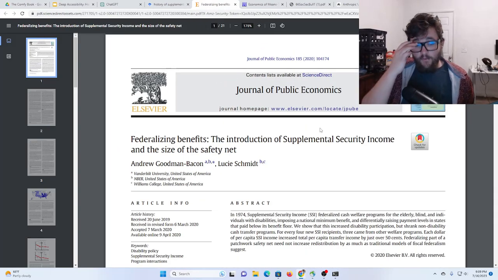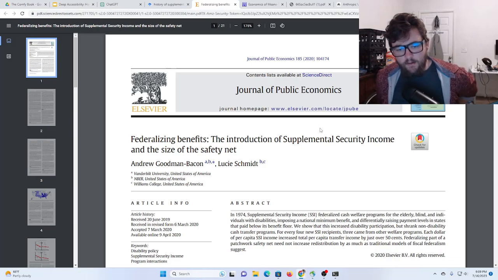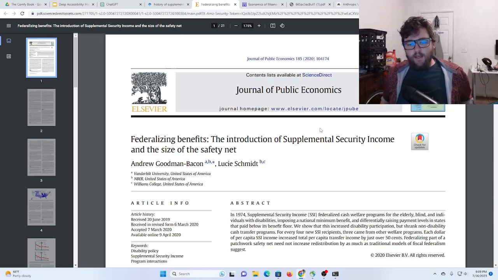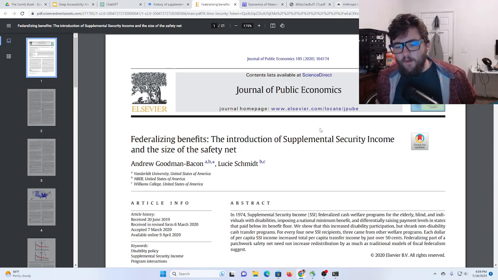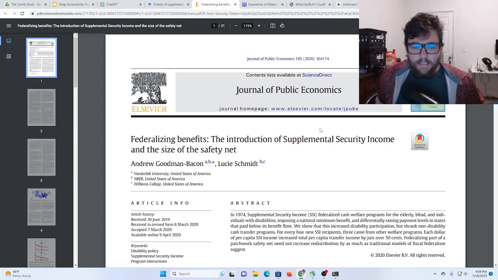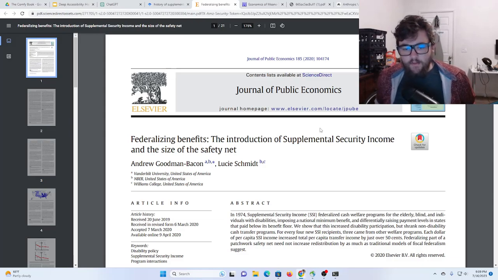In 1974, the abstract reads, Supplemental Security Income, or SSI, federalized cash welfare programs for the elderly, blind, and individuals with disabilities, imposing a national minimum benefit and differentially raising payment levels in states that paid below its benefit floor. We show that this increased disability participation but shrank non-disability cash transfer programs.